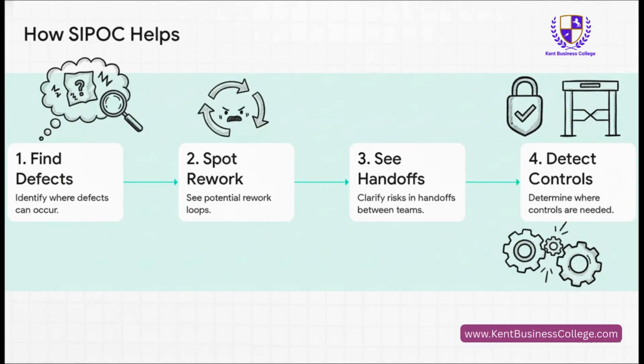So how does it actually do it? Well, by looking at your SIPOC map, you can start asking some really crucial questions. Like, hang on, where could we get a really rubbish input from one of our suppliers? Or what about the handoff between step 2 and step 3 of our process? Is that smooth, or is that where things always seem to go wrong? See? It forces you to see the weak points, to spot the potential for rework, and to know exactly where you need to stick a quality check in place.